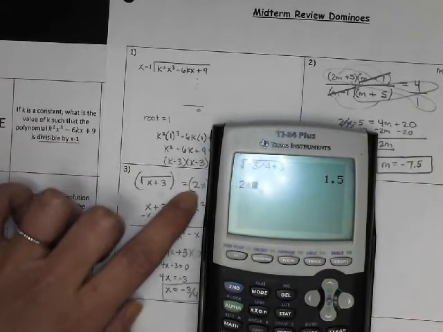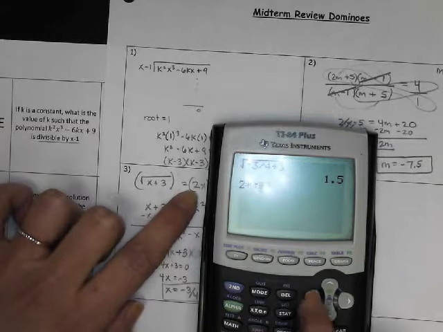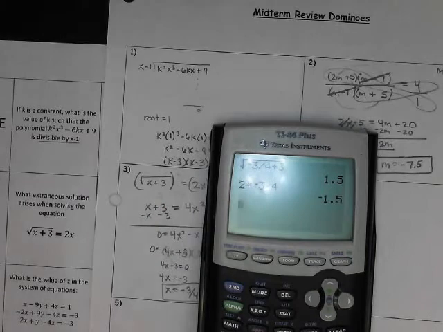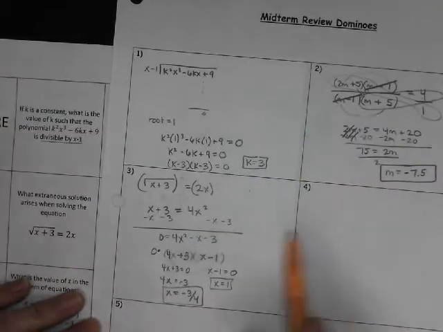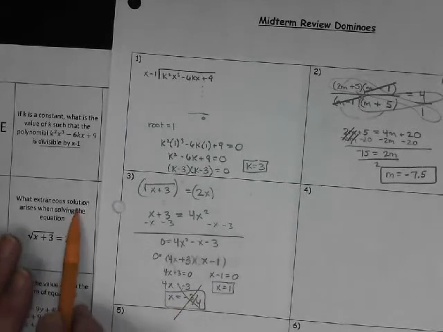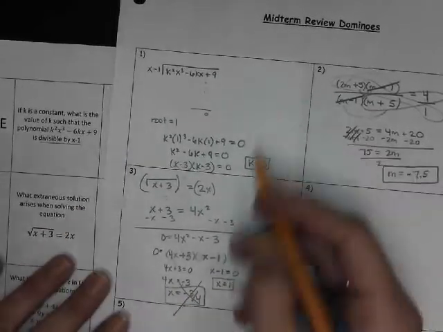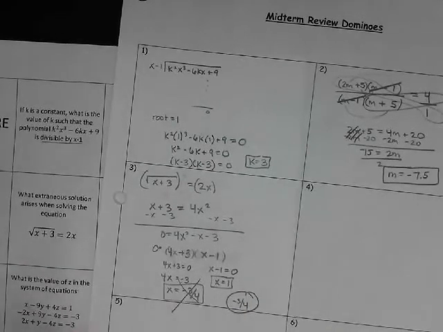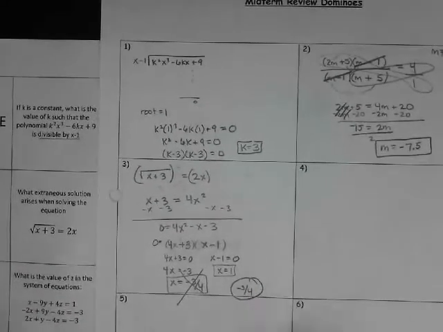On the right, 2 times negative 3/4 gives me negative 1.5. Does 1.5 equal negative 1.5? No. So this is the extraneous. So to answer their question, what is the extraneous solution? It actually is negative 3/4 would be your final answer because they're asking for the extraneous.